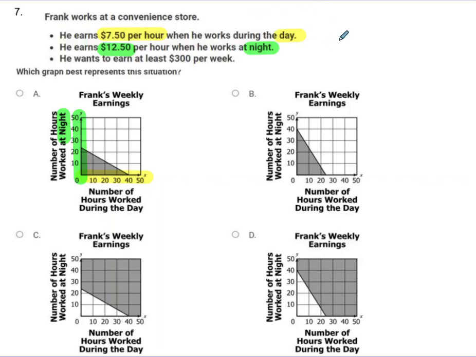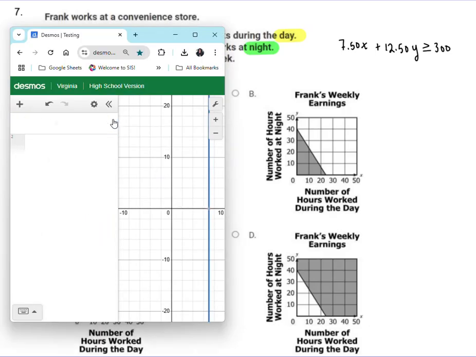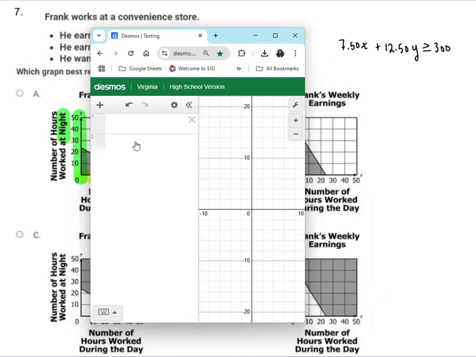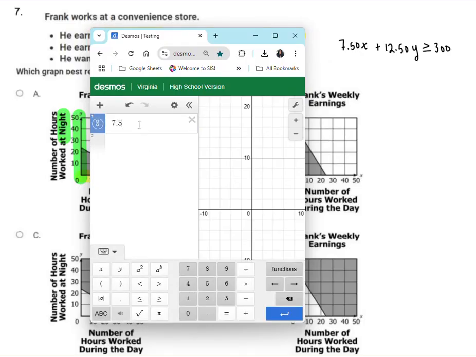That's important because I now need to write my equation. So he earns $7.50 for the daytime plus $12.50 for the nighttime, and he wants to earn at least $300 per week. Which means that whatever he earns has to be greater than or equal to $300. Now that I have this inequality, I can put it in Desmos and see which one matches the graph. So I'm going to plug this in just the way it is. Plus 12.5y has to be greater than or equal to 300.